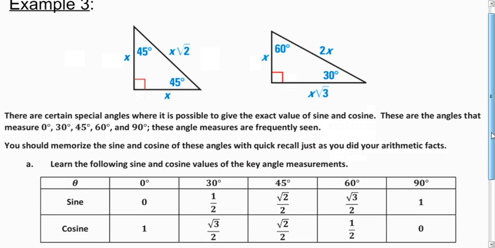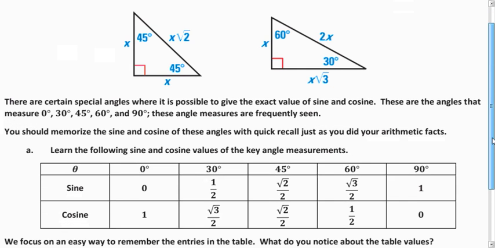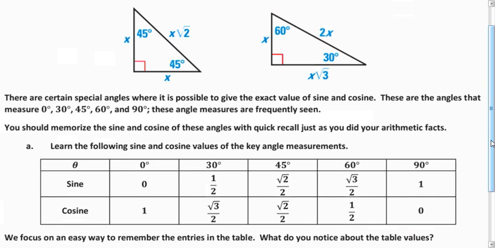So here we have common angle measurements seen throughout math. And what do you notice about this table of values? You really should have these memorized. And these are all based off of the two special right triangles, what we just learned about. So sine and cosine of 0 and 90 are what we just saw, and these are all derived from the triangles here.